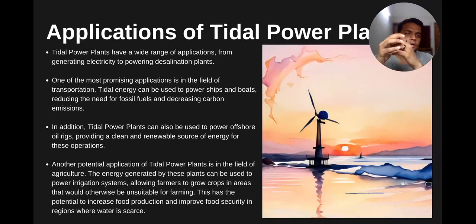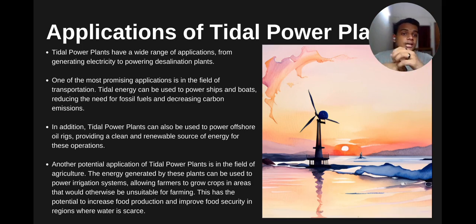So now moving on to the applications of tidal power plants. Tidal power plants have a wide range of applications. That is, it does not just help in generating electricity, it has various other applications unlike other power plants such as the solar and hydro and any other power plants. So one of the major ones is desalinating plants. That is where the ocean water is converted to fresh water, and it is one of the major applications because nowadays we are heavily relying on desalinating ocean water to be used for drinking and other freshwater purposes.